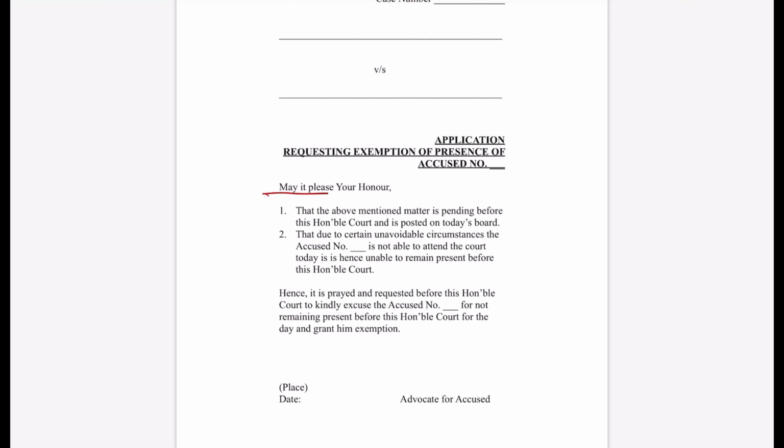Then as we proceed: May it please your honor, the above mentioned matter is pending before this honorable court and is posted on today's board. Due to certain unavoidable circumstances, the accused number, whatever his name is, and you can also write his name here, is not able to attend the court today, and is hence unable to remain present before this honorable court.